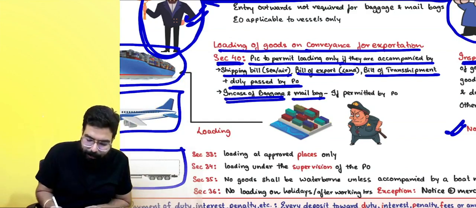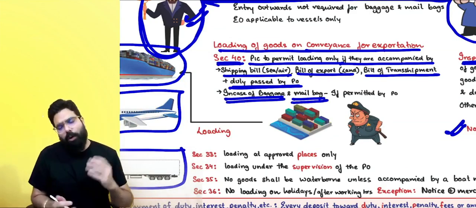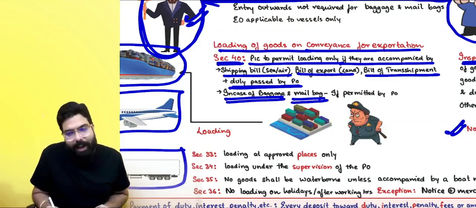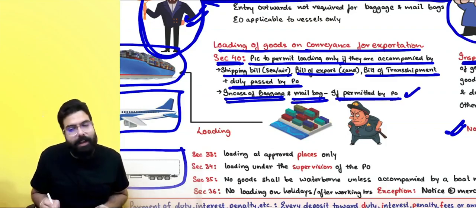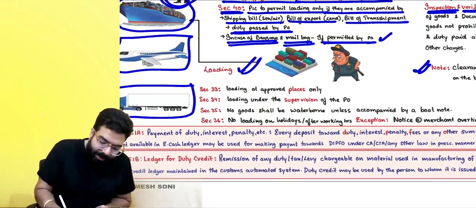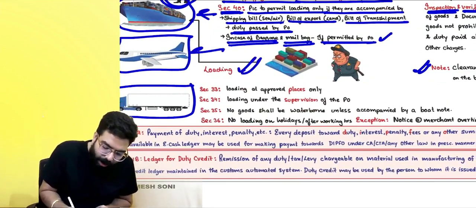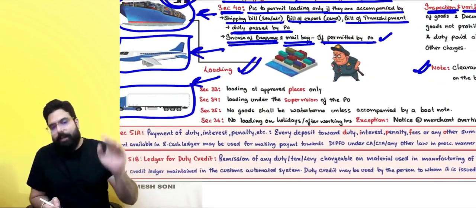In case of baggage and mail bag, there is no let export order. Mail bags and baggages can be loaded if they are permitted by the proper officer. When loading is happening in the vessel or in the aircraft or in the vehicle, some sections come.